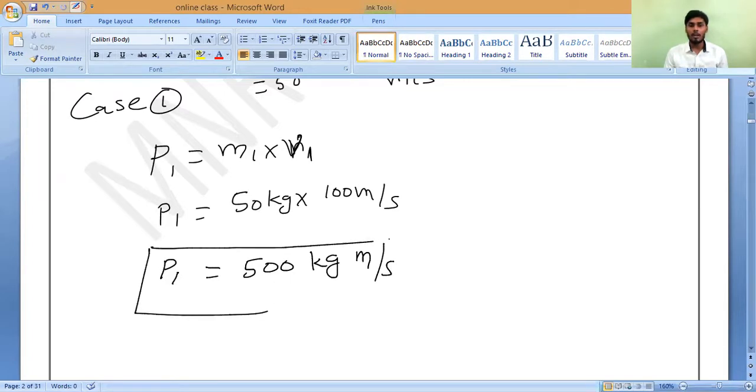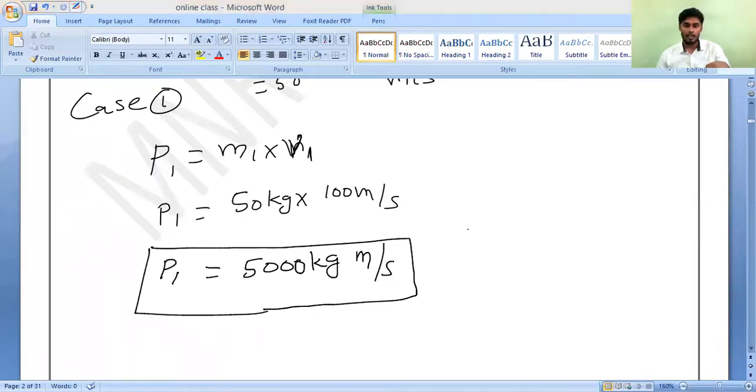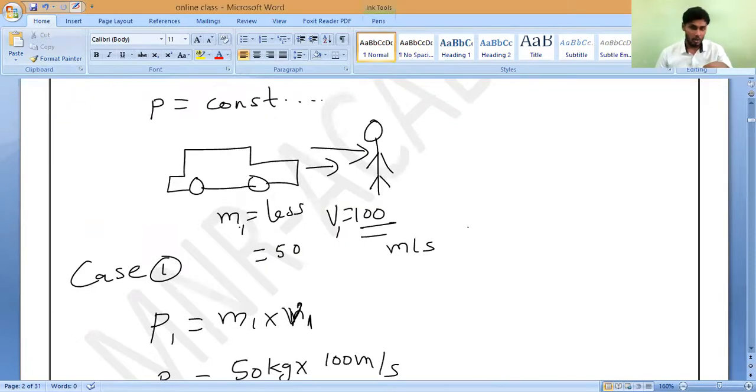So if this car will come and will hit you, how much momentum will it exert on me? 5,000. Is it yes or no? Yes, sir. So it will exert 5,000 kilogram meter per second. Will you accept it, Manya? So if this car will come and will hit me, this is what we mean by the momentum exerted. Is it yes or no? Yes, sir.